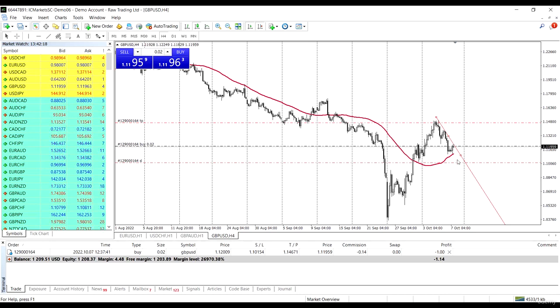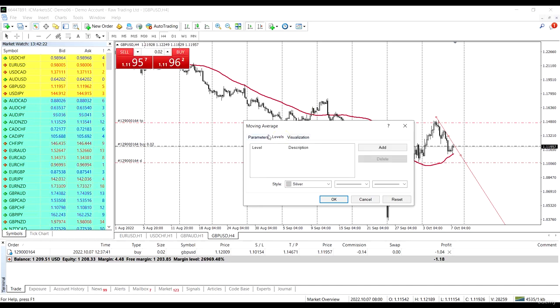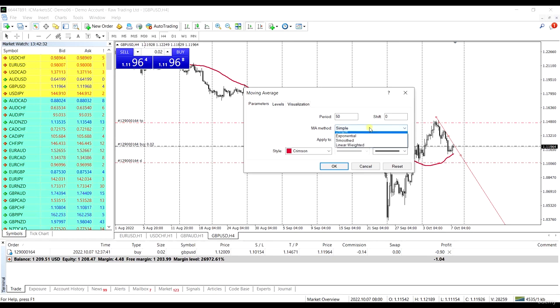And of course there are different types of moving average. We have the exponential, we have the smoothed, and we have the linear weighted. But I usually just use the simple moving average. You could explore the others if you want, but I usually use the simple moving average, and the simple moving average can actually give you all you need.